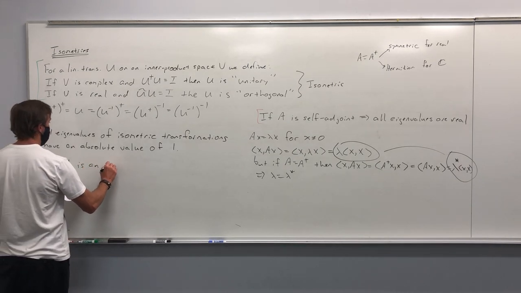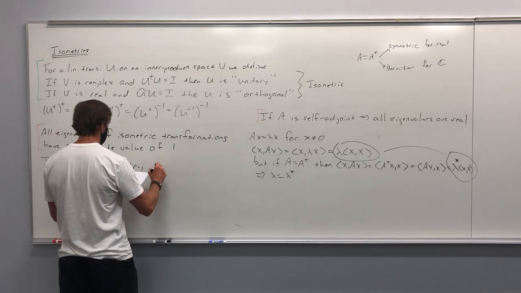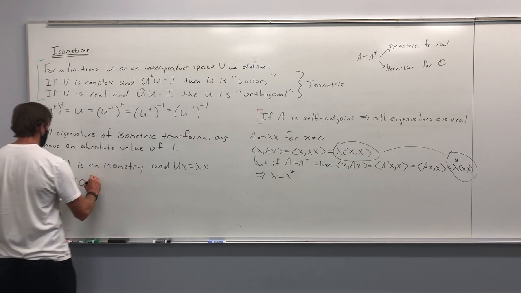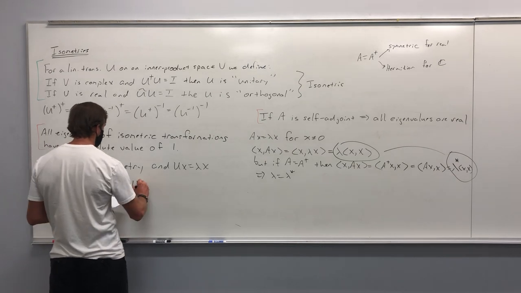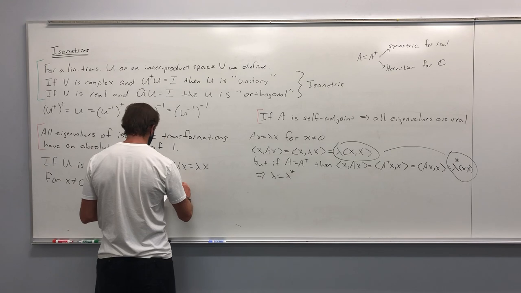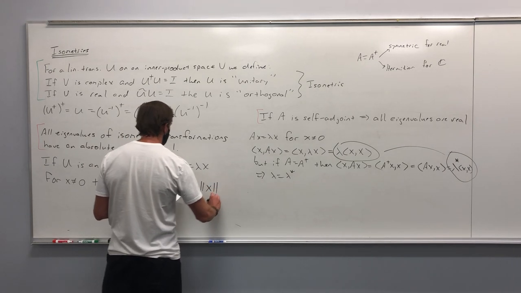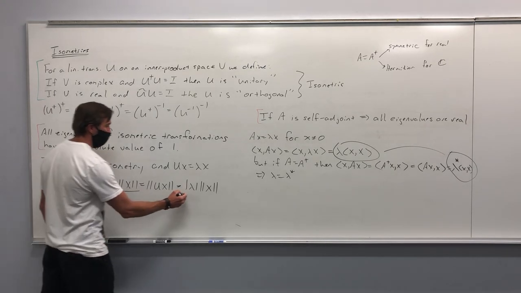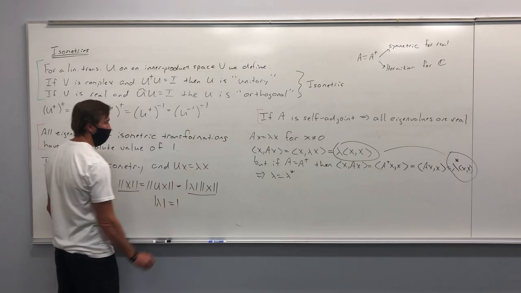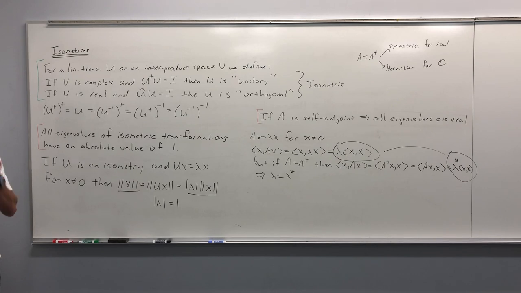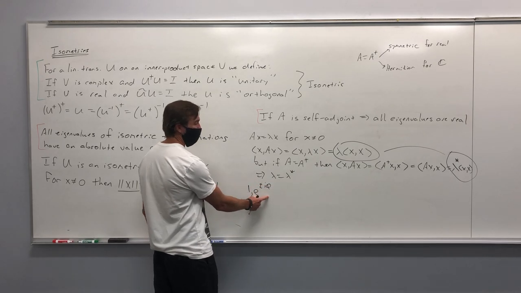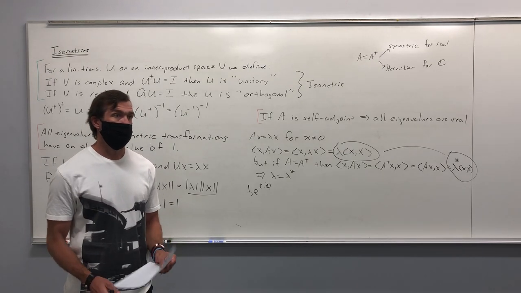If U is an isometry, and Ux equals lambda x for x not equal to 0, then the magnitude of x is the same as the magnitude of the transformed version of x, which is the magnitude of the eigenvalue times the magnitude of the vector. Well, hold on. That is equal to that. That's pretty interesting. Remember the eigenvalues of that rotation matrix? What are they again? What's the magnitude of e to the i theta? It's 1.